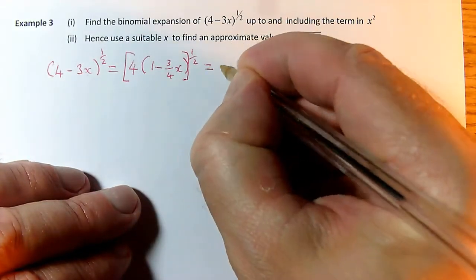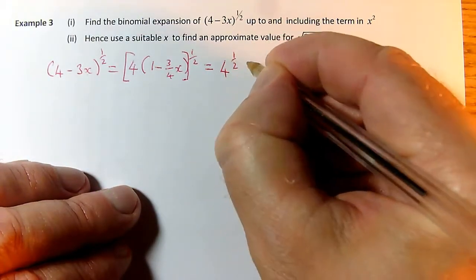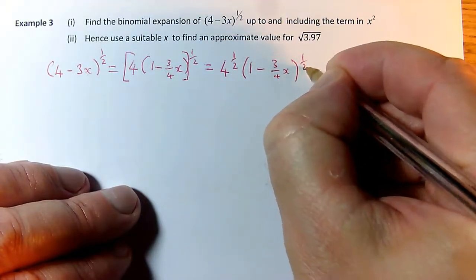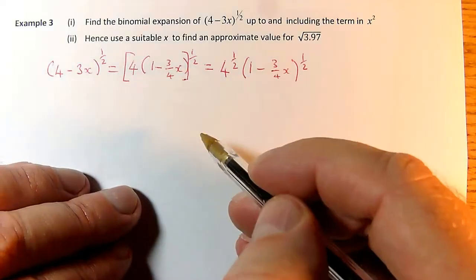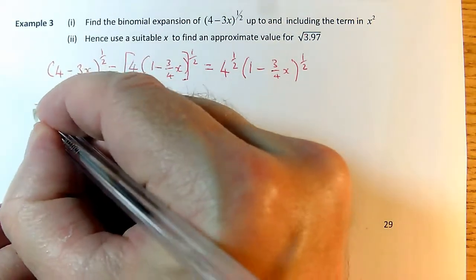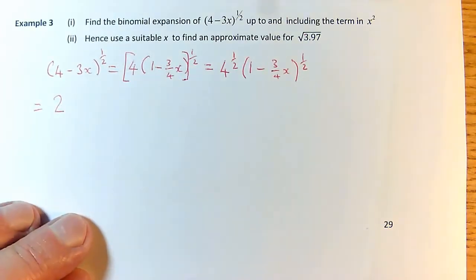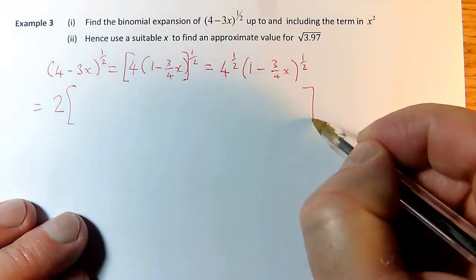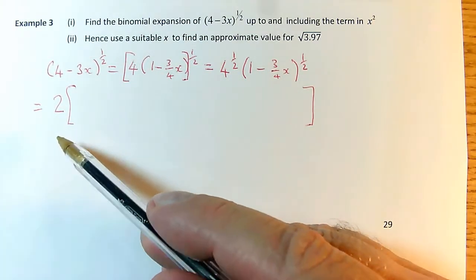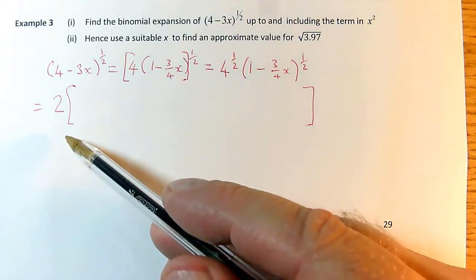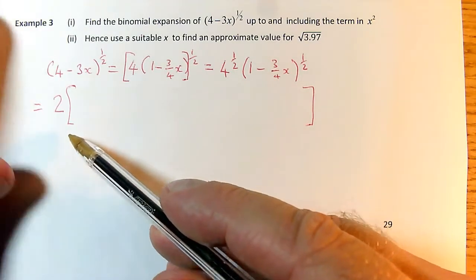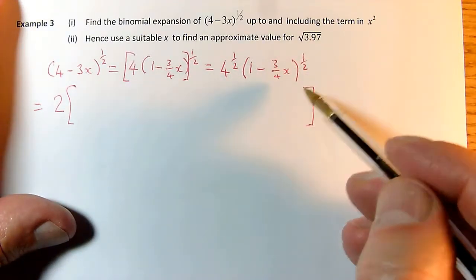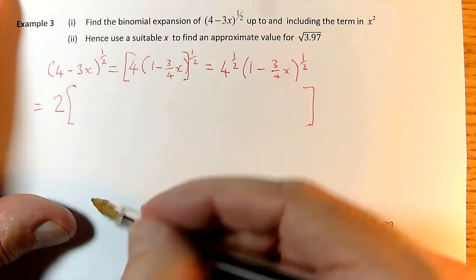So my next line is 4 to the power of a half times bracket 1 minus 3/4 of an x to the power of a half. And this 4 is going to be affected. In fact, 4 to the power of a half is 2. Now I can do the normal binomial thing. I'm going to do a big bracket. Now, this 2, I'm going to include it on every line. I mustn't forget to multiply my final answer by 2 at the end. But at the moment, I'm not very interested in that 2. I'm interested in expanding this. So I've only got to go as far as x squared this time.